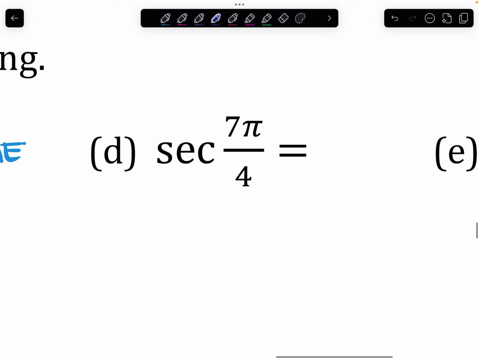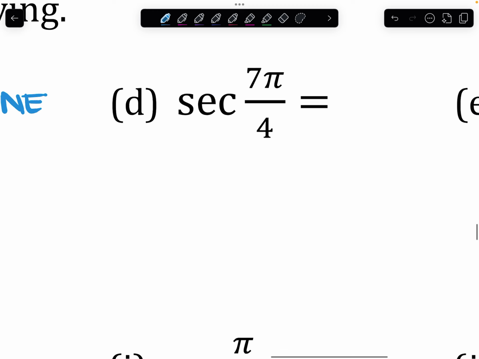Secant 7 pi fourths. Your 4's, again, are in the middle. So 7 is 1 less than double the denominator. So that puts us in quadrant 4. And because it's a 4, it's in the middle of quadrant 4. In the middle, x and y are the same. Square root of 2 over 2. Secant is the reciprocal of cosine. Cosine is positive, so I turn square root of 2 over 2 upside down.